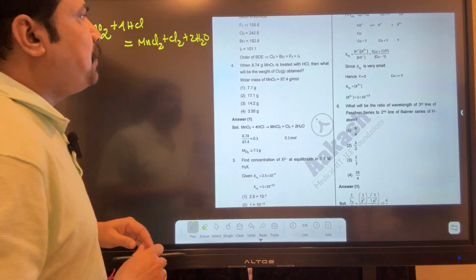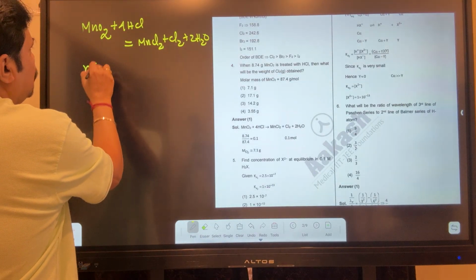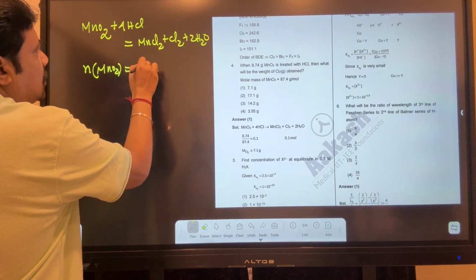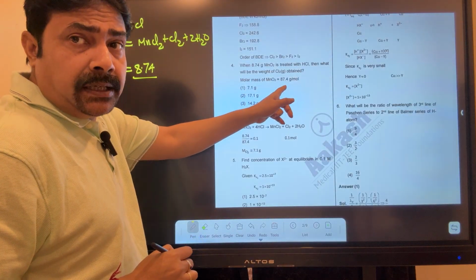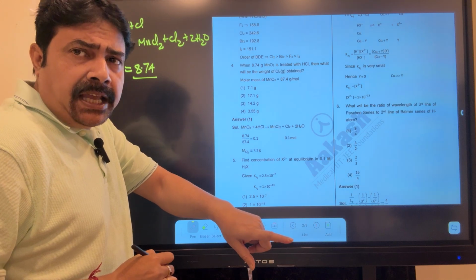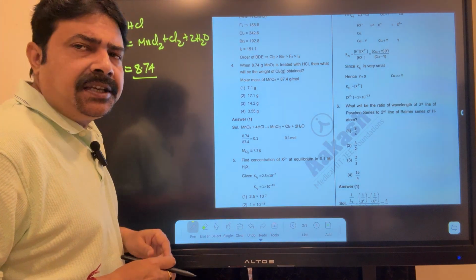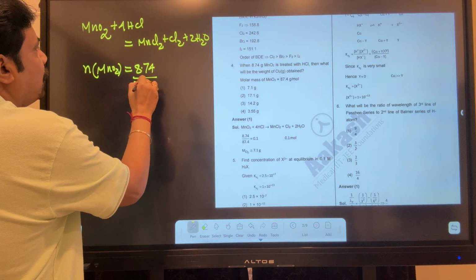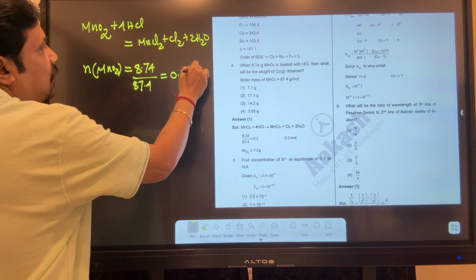Now they are telling 8.74 gram of MnO2. That means what is the number of moles of MnO2? Number of moles of MnO2 will be equal to given mass by molar mass, 8.74 by the molar mass of MnO2. If they are not provided, you have to find out. Manganese is 55.5 plus oxygen O2 is 32, that is 87.5, but they are giving 87.4. You have to consider that one. Then 8.74 by 87.4, immediately if you find out, you get 0.1 mole of this.